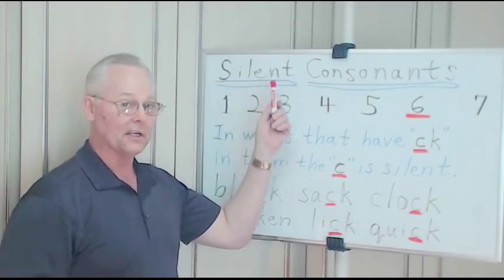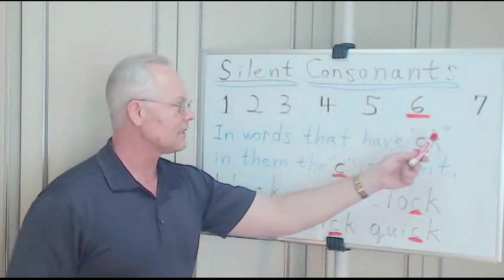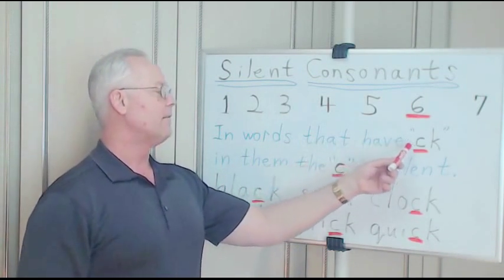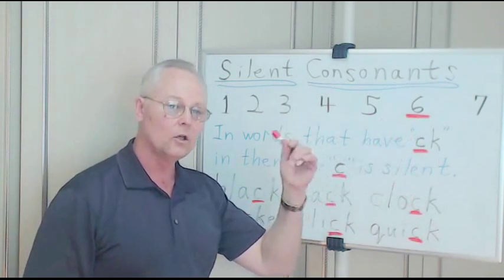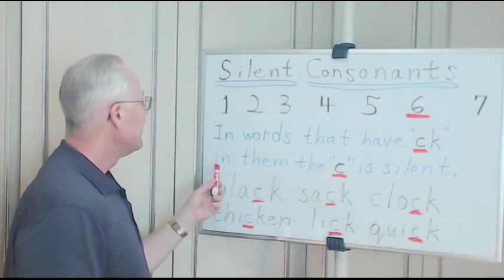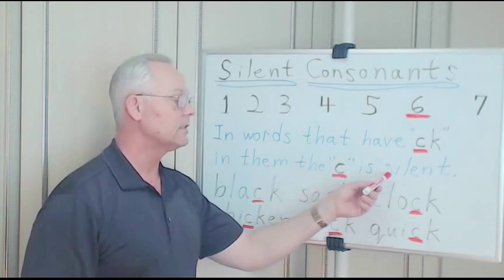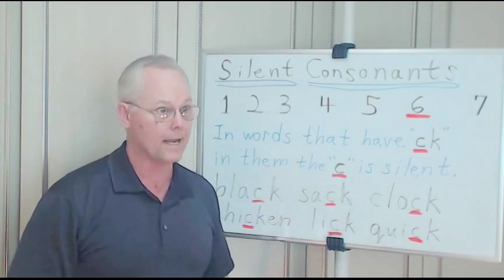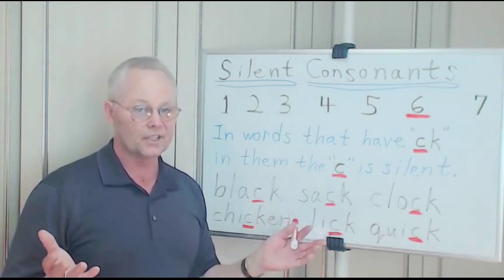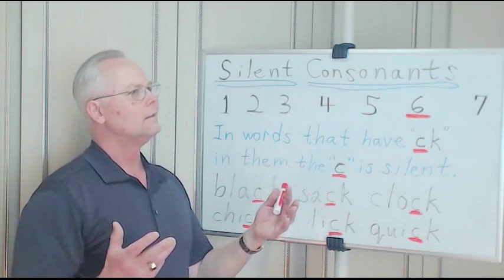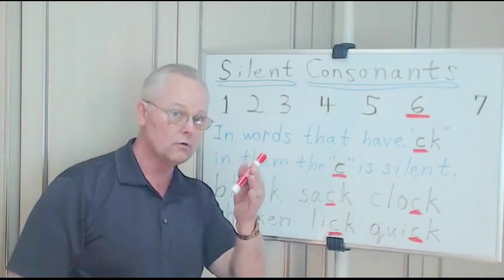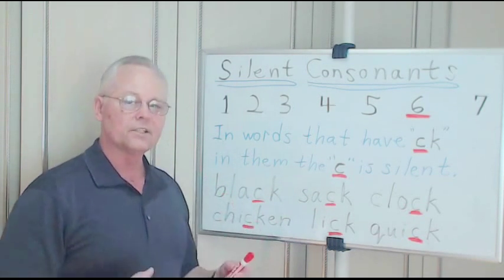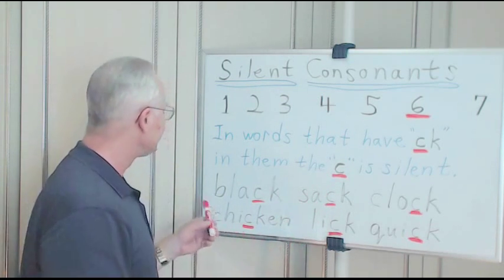Hello. Are you ready? Silent consonants, number 6 out of 7. In words that have CK, the letters C and K together, side by side, the C is silent. Now, this is true in many, many words, and it's not a sometimes thing. We can say it's all the time. Can you find a word where it's not true? Well, maybe you can. But this one here we consider all the time, not just sometimes.